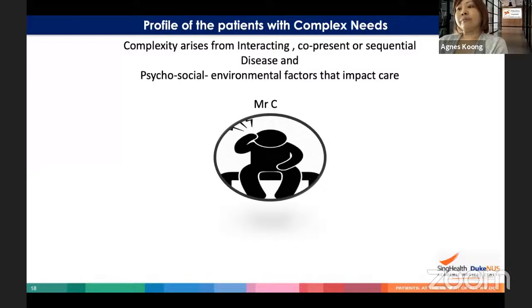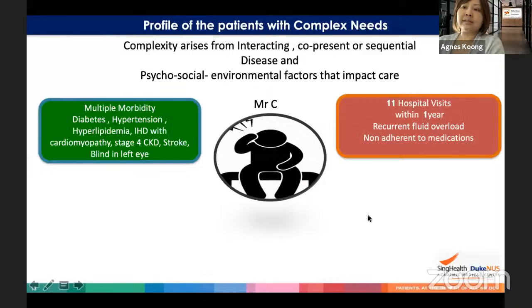Right, so complexity in this segment of patients that we manage arises from interacting, co-present or sequential diseases, as well as psychosocial and environmental factors that impact the delivery of usual care. Can you help me to animate? Some of the profiles, can you just press the enter button, please? The profiles for complex needs typically involve a patient with multi-morbidity, like in this patient. There are also red flags with high healthcare utilization. Other red flags include low activation, the difficulty of the healthcare team in engaging the particular patients. The enter button, please.